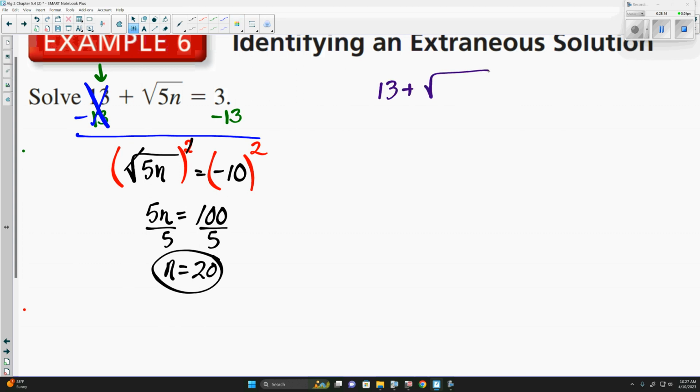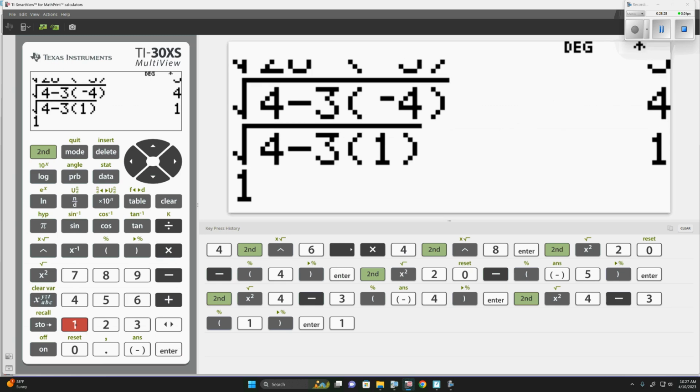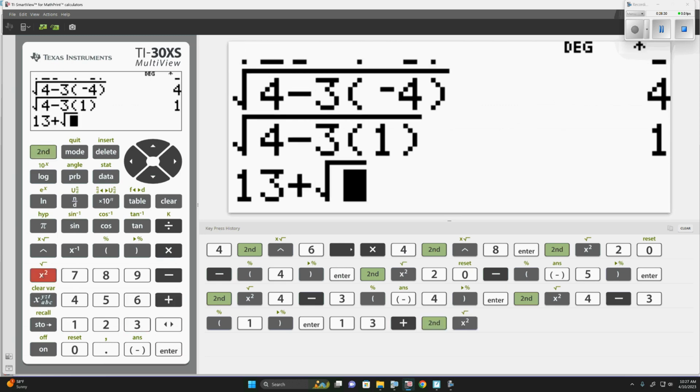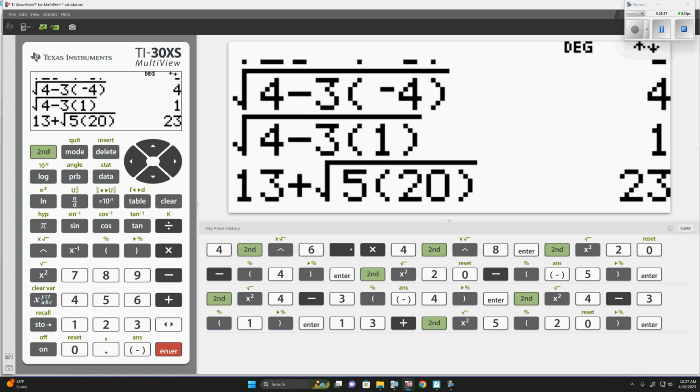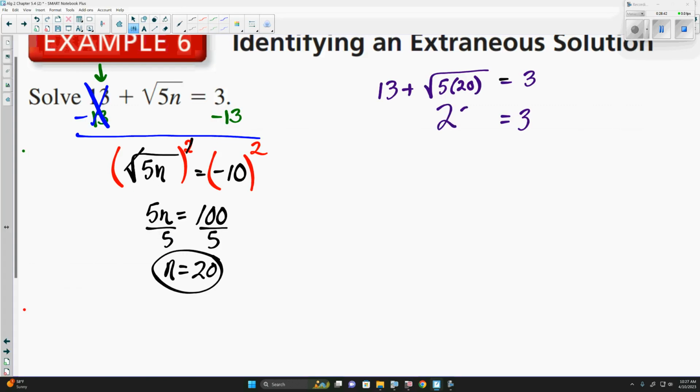13 plus the square root of 5 times 20 is equal to 3. Now at this point, we could type the entire left side of the equation in: 13 plus square root of 5 times 20. Hit enter, we get 23, yes? So 23 is equal to 3. Is that true? No.